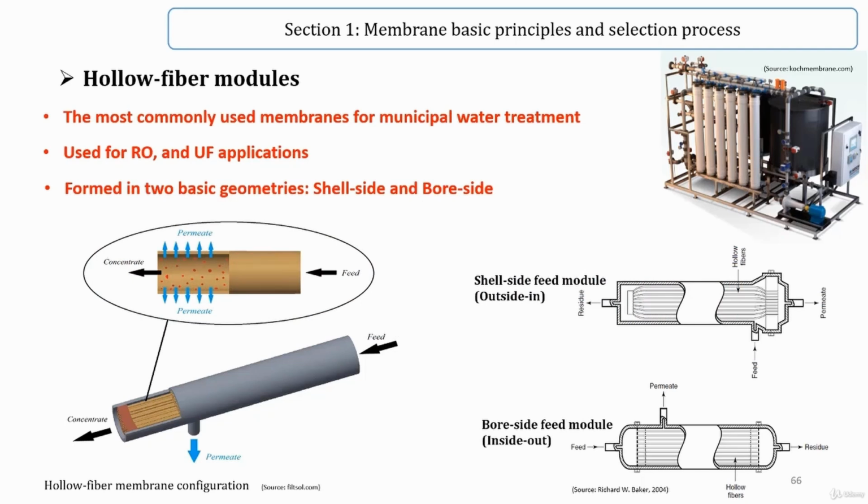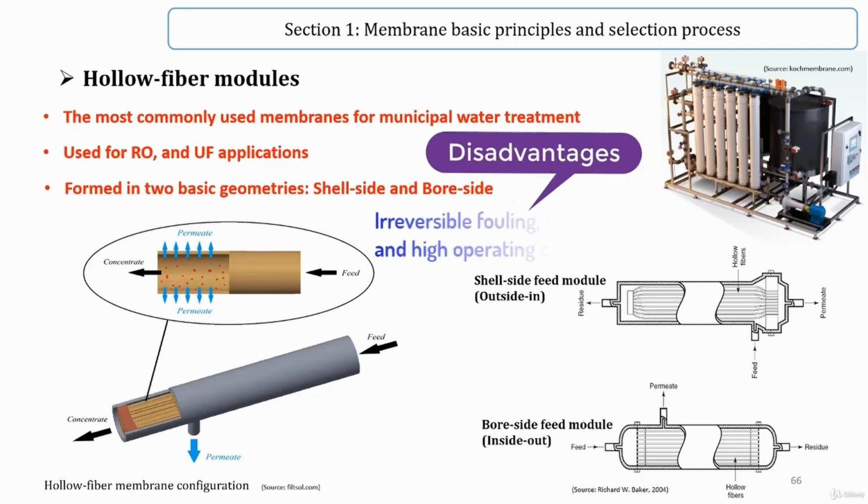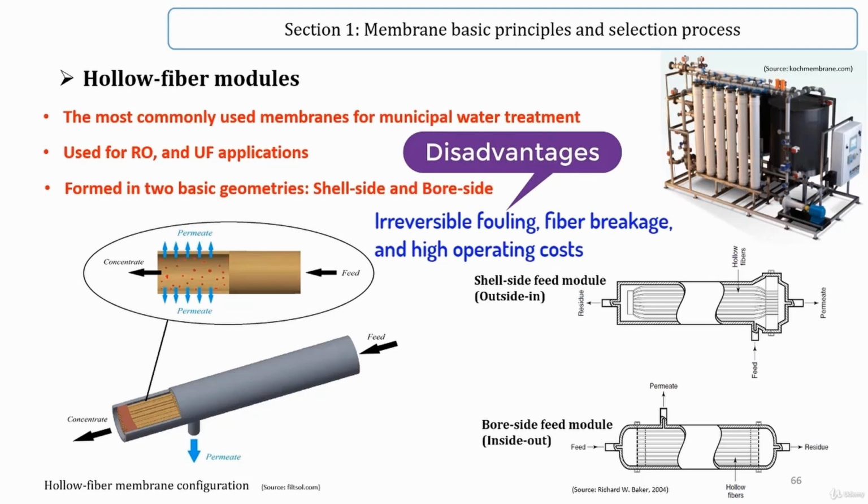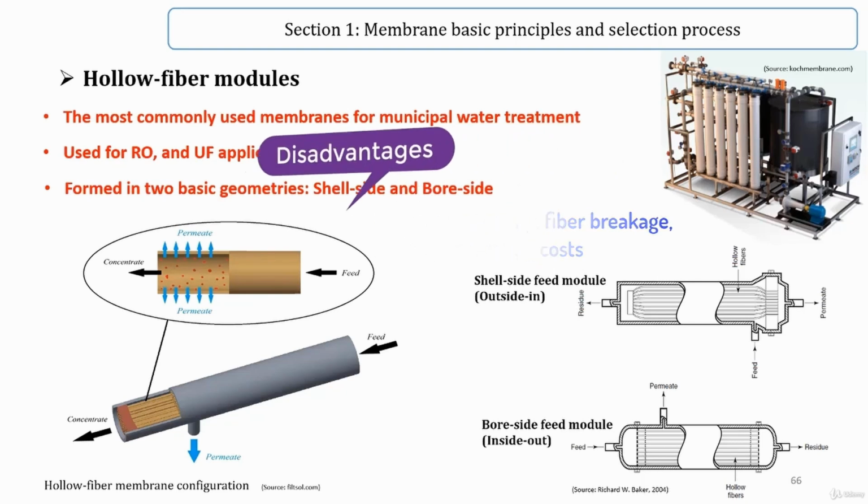Some disadvantages of hollow fiber modules. Irreversible fouling and fiber breakage are the main problems concerning hollow fiber filtration. Because of the flexibility of the fibers, they are more likely to break when under high strain compared to other methods of filtration such as tubular or spiral-wound elements. Hollow fiber membranes tend to have moderate capital cost but high operating cost compared to the other configurations.